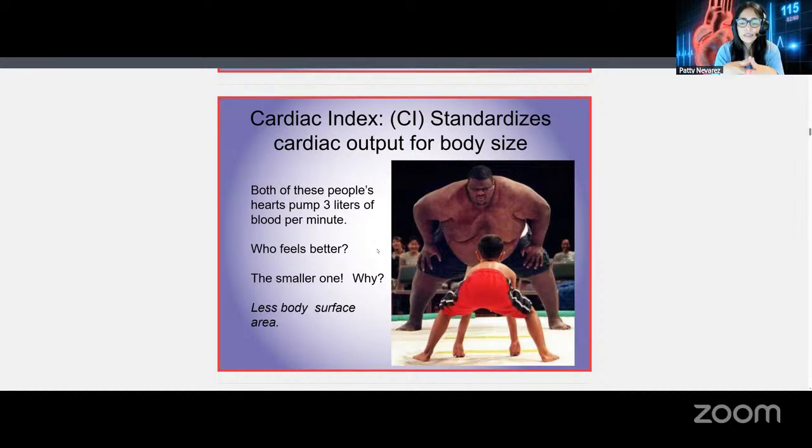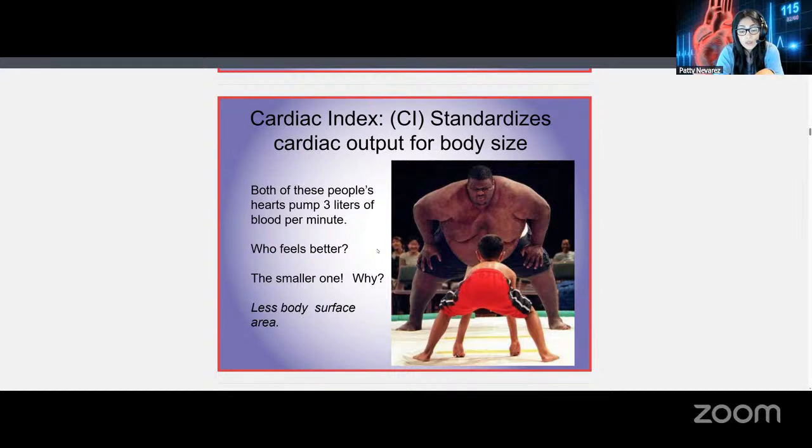Now, these two individuals right here, their hearts pump 3 liters of blood per minute. Who do you think feels better, the larger person or the smaller person? Well, the smaller person, because there's less body surface area, right? There's enough nutrients, enough oxygen, enough hemoglobin to get around the body. That's about the size for a kid, right? 3 liters per minute, because we talked about 5 liters per minute being like a normal standard.